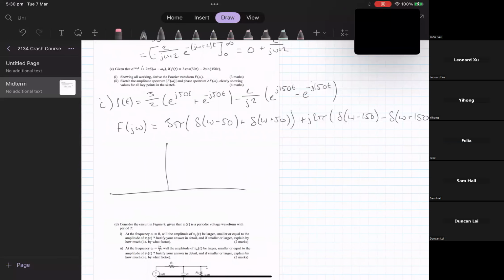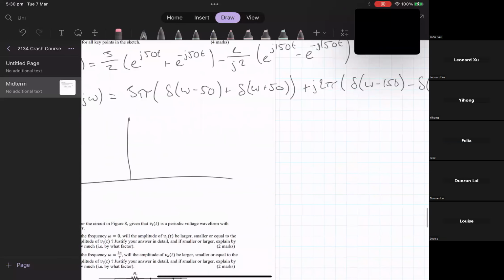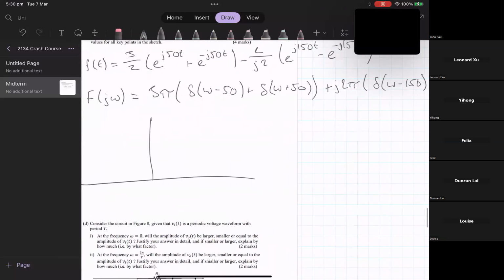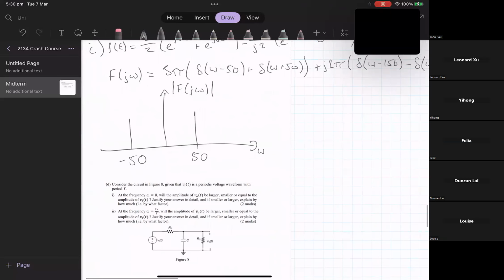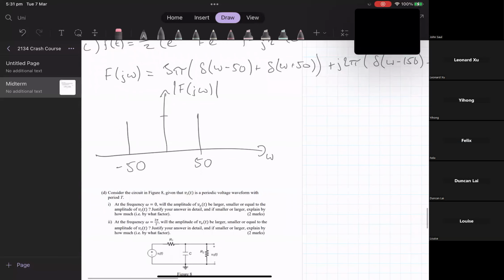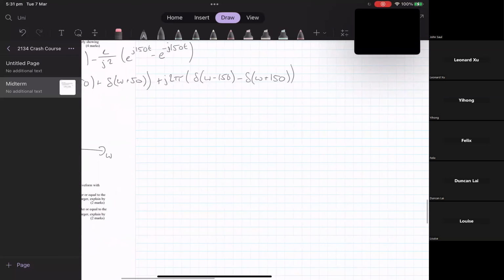So our first one is 3 pi times these two. That will be one direct delta at 50 radians per second and the other at negative 50 radians per second. And just draw them in as straight lines. And this will be our magnitude spectrum. Our magnitude here will be 3 pi. And then on the other side, we have the same thing.